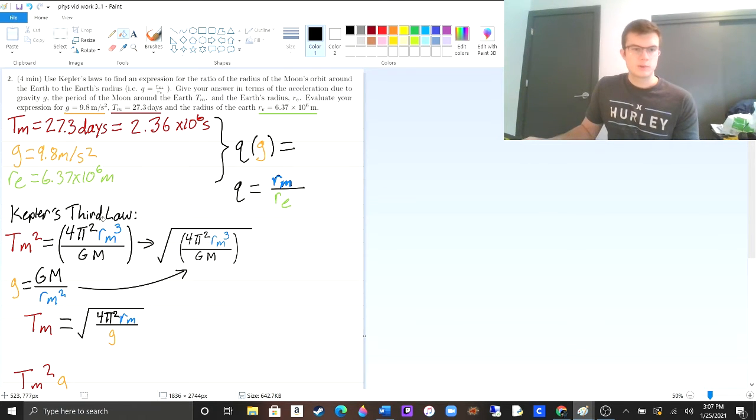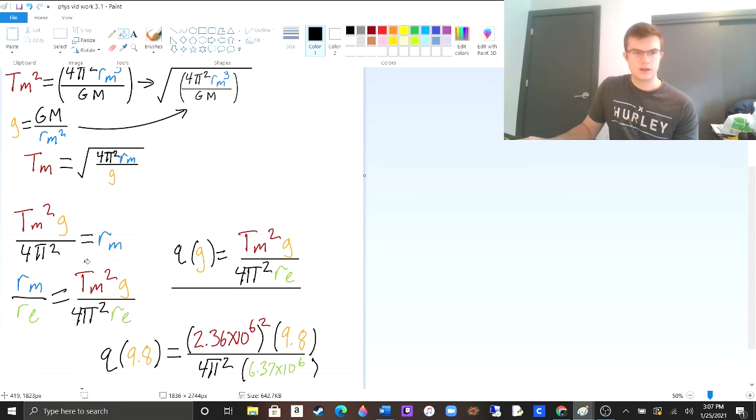So according to Kepler's third law, the orbital period squared equals 4 pi squared times our orbital radius cubed divided by the gravitational constant times the mass of the center object, so in this case Earth. So we can take that and we find an expression for just Tm, which is equal to the square root of this term.